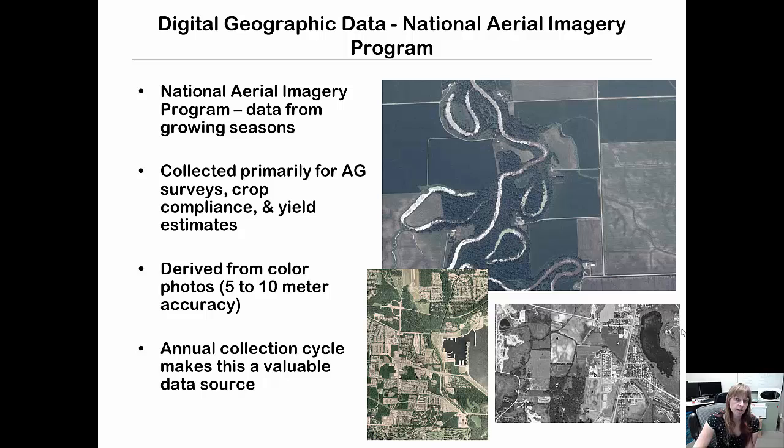And it's actually specifically for ag surveying because people use it yearly to determine crop compliance, yield estimates, and to actually monitor how crops and crop behavior changes over a yearly basis. These are derived from photocolors that are 5 to 10 meters accuracy. And because these are gathered once a year, these are incredibly important for doing any type of land cover change or crop yield change over a time period, not just a single year.